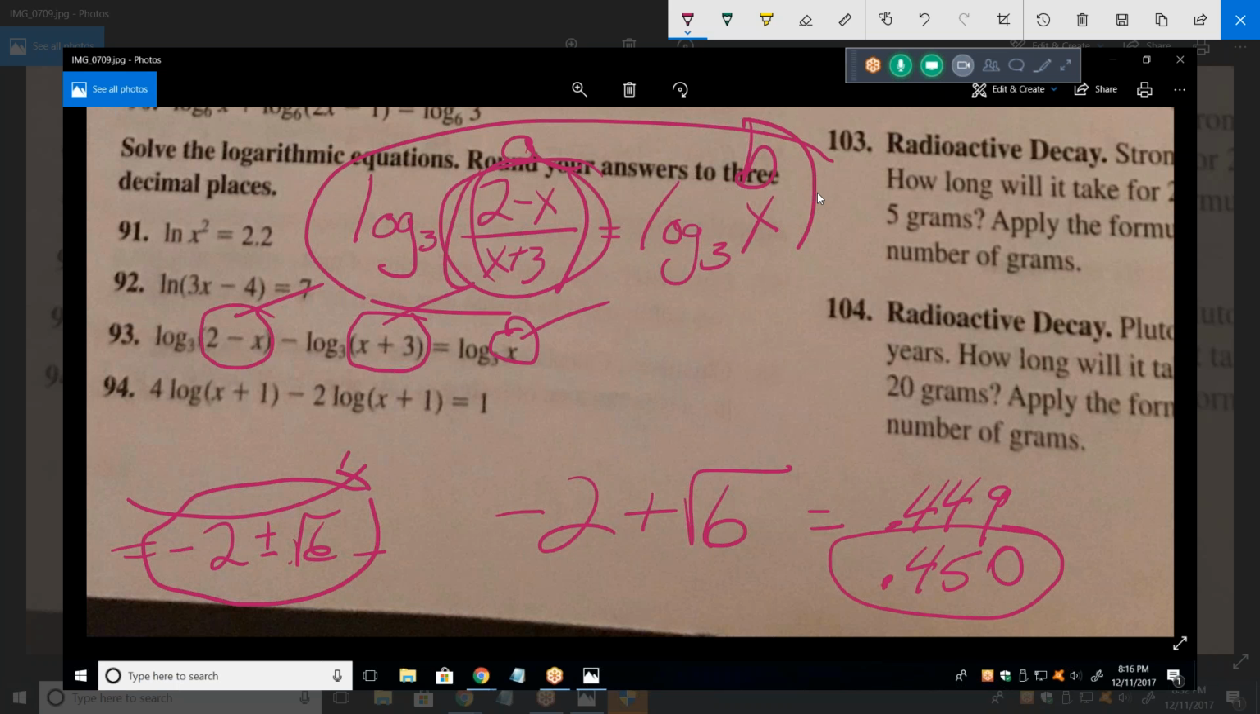And you have to go back to the original domain. You can't plug it into that to see if it violates it. No. That's not sufficient. You have to go back to the original problem. Gotcha.